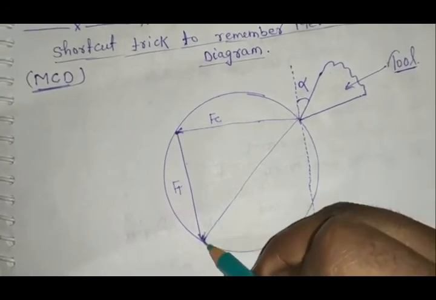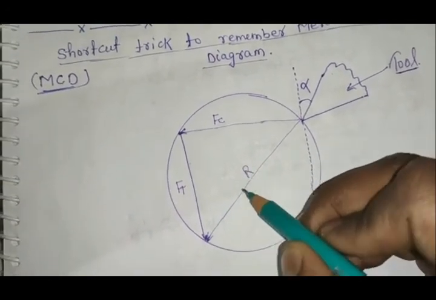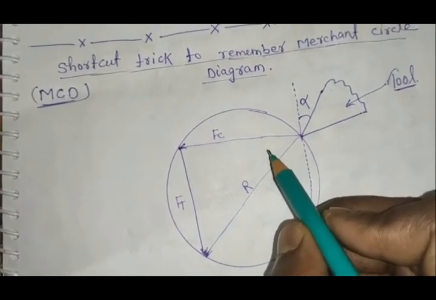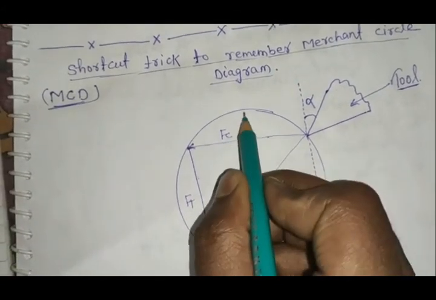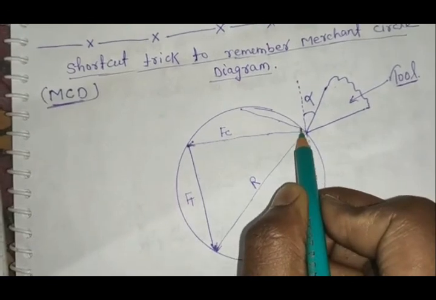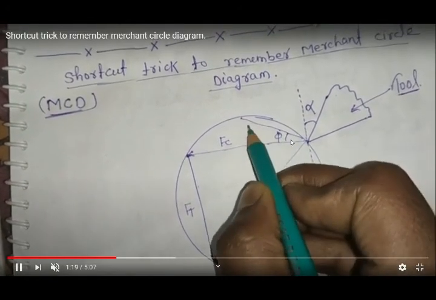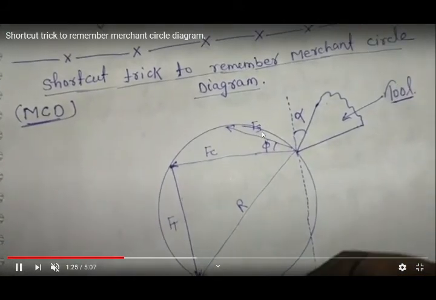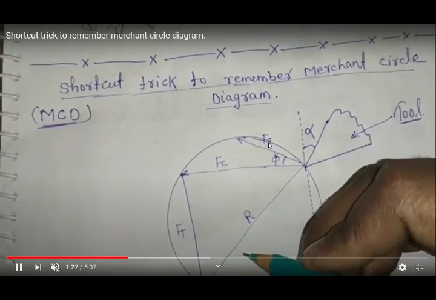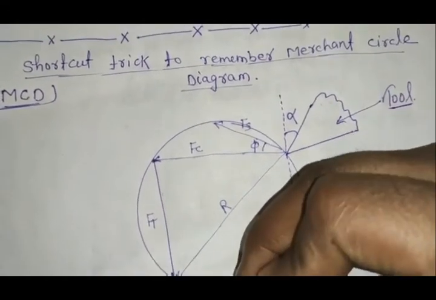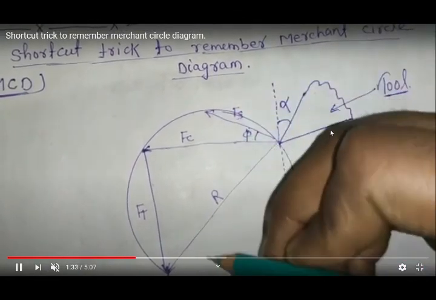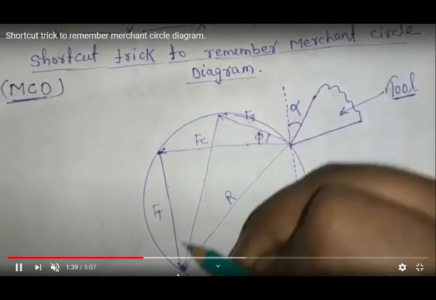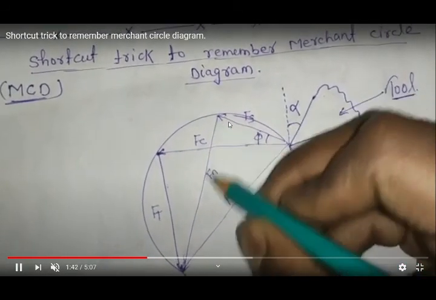And next, that is the R, the resultant force. And next, one more line on the top side, from here to here. This line is called phi, that is the shear angle. Fs means shear force. And next, one more line from here to here; in this way we draw the Fn.